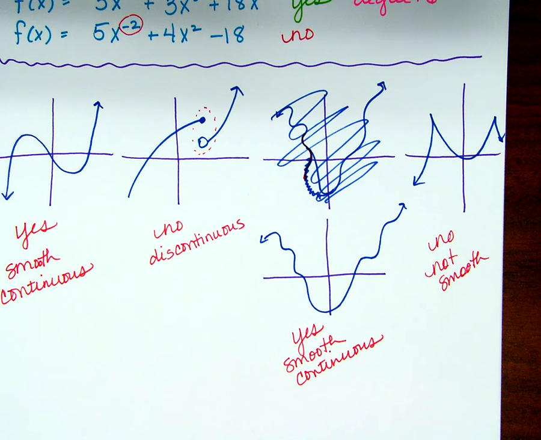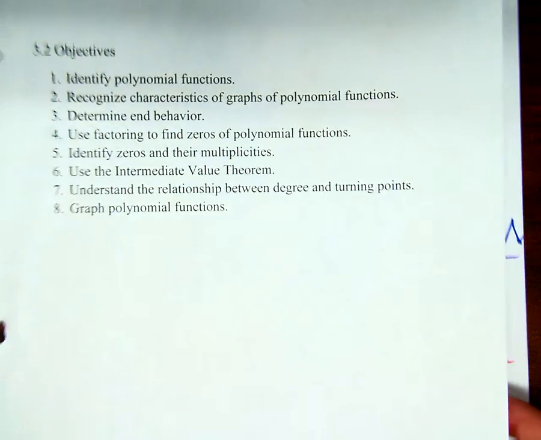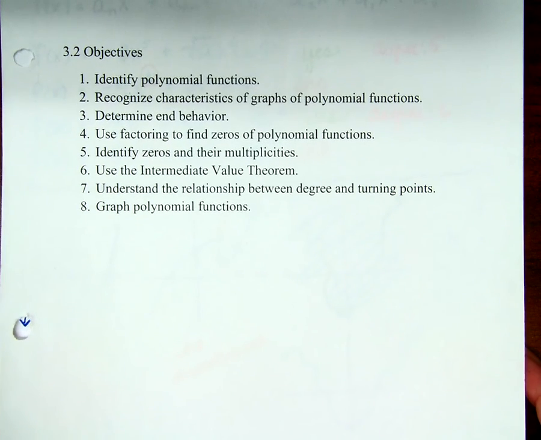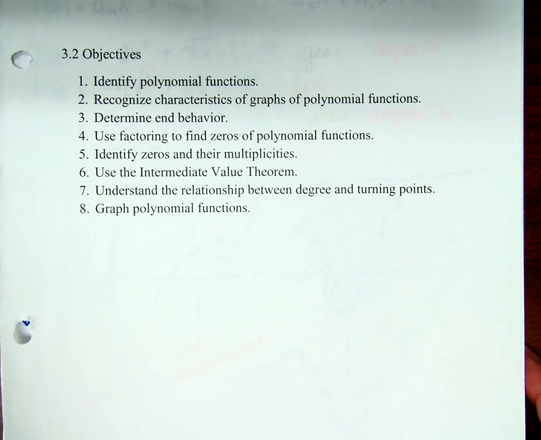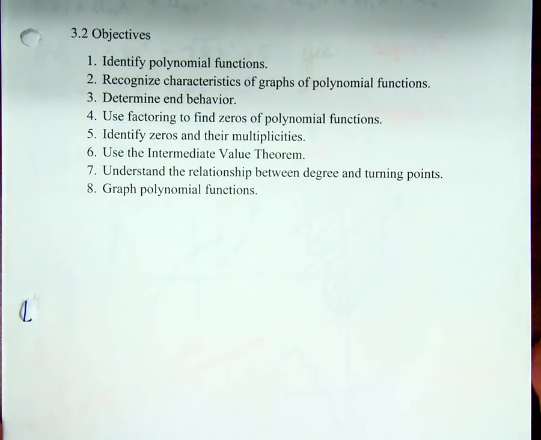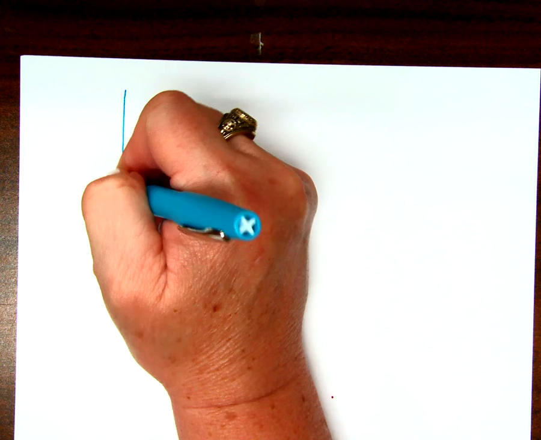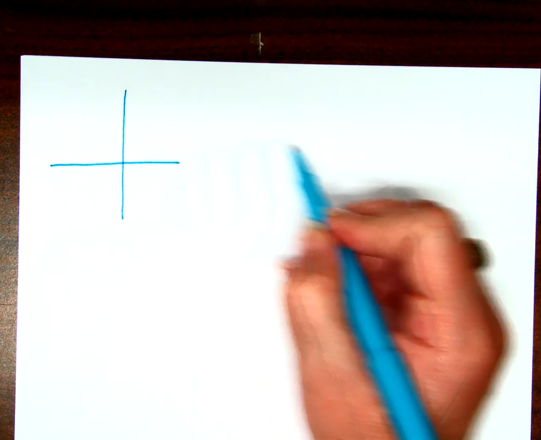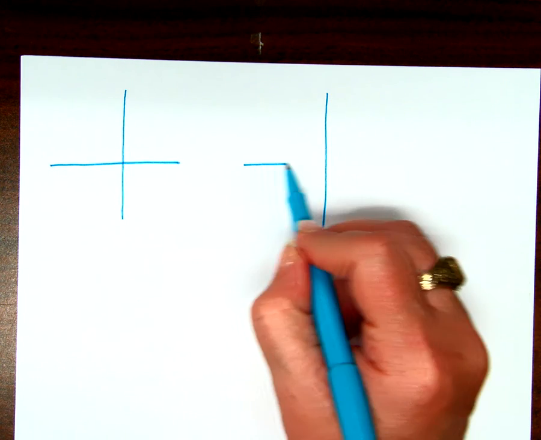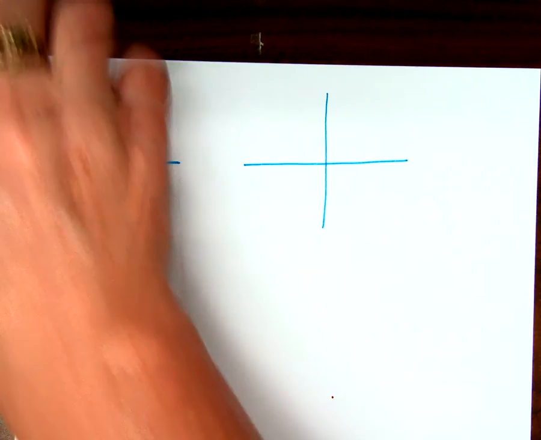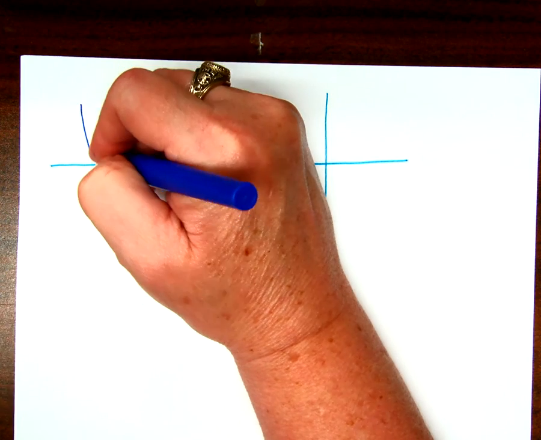Then let's look at our next objective. Our next objective talks about end behavior. Now this is definitely something we talked about in Algebra 2. So we're just going to review this part. You're okay with that? I could just skip over it if you want. No, you don't want me to skip over it? Okay. So let's talk about two specific polynomials that you guys are really good at. You're really good at these two specific polynomials.